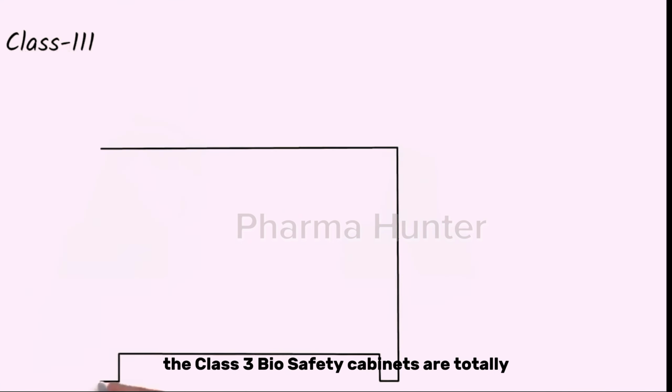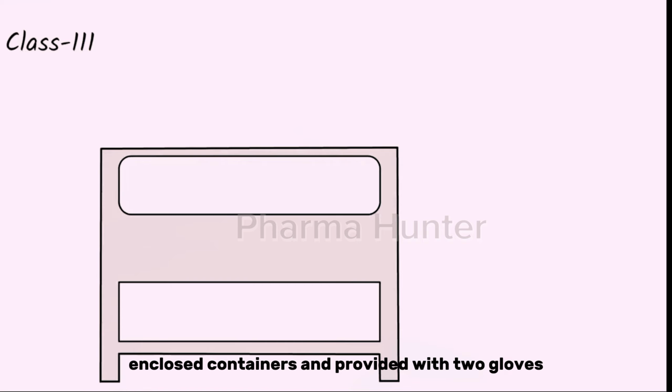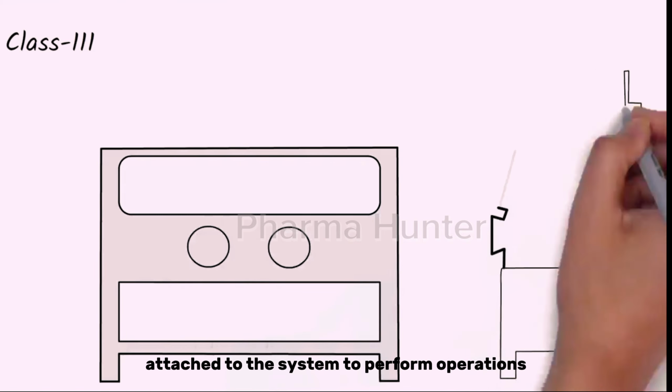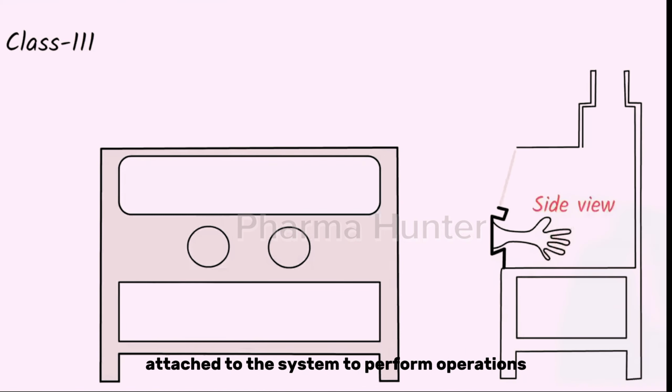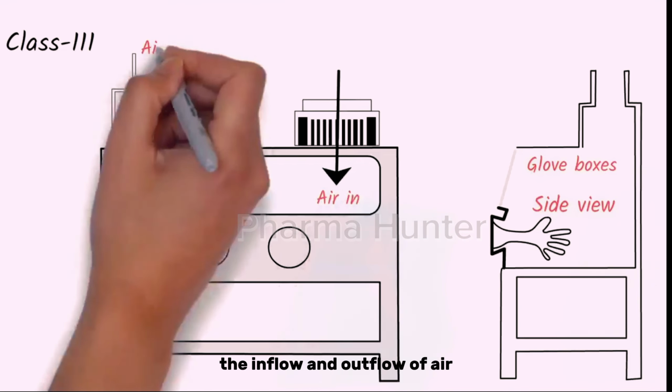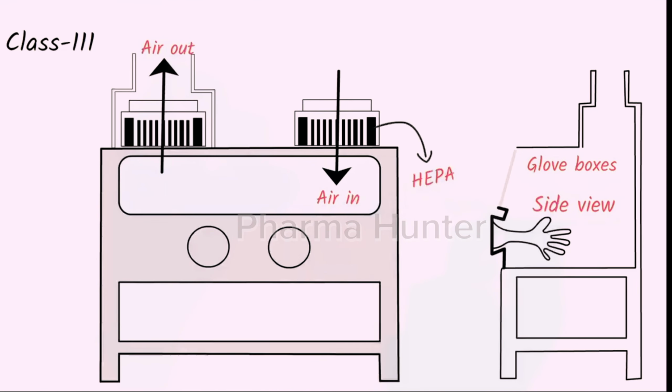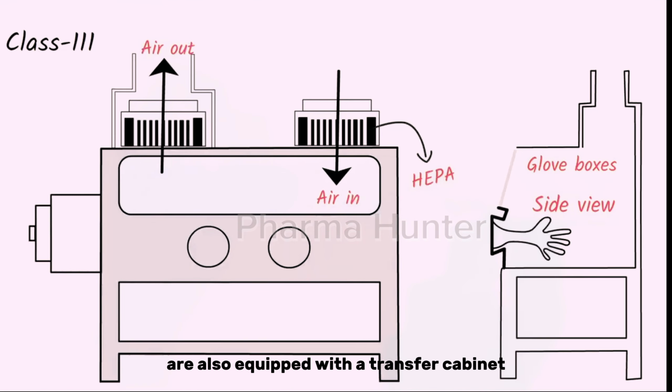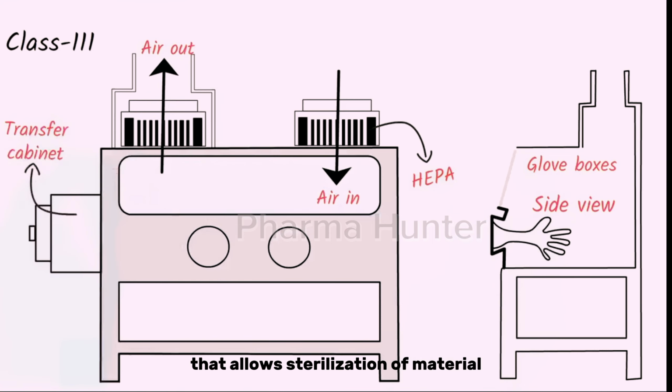The Class 3 biosafety cabinets are totally enclosed containers and provided with 2 gloves attached to the system to perform operations. Hence, these cabinets are also called glove boxes. The inflow and outflow of air occurs through HEPA filters. These cabinets are also equipped with a transfer cabinet that allows sterilization of material before they leave the glove box.